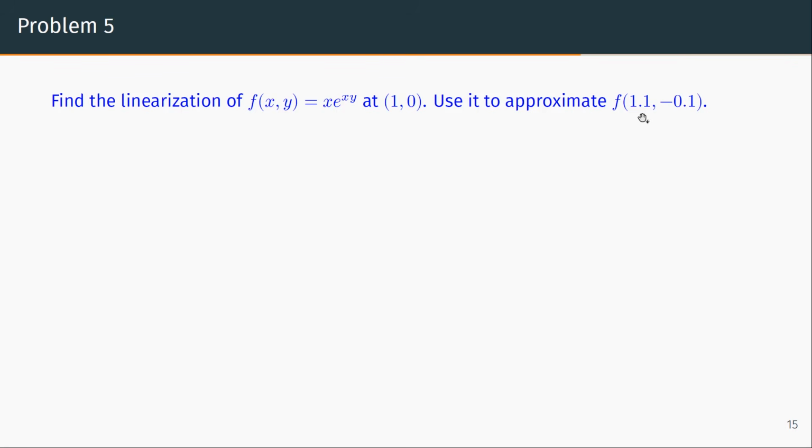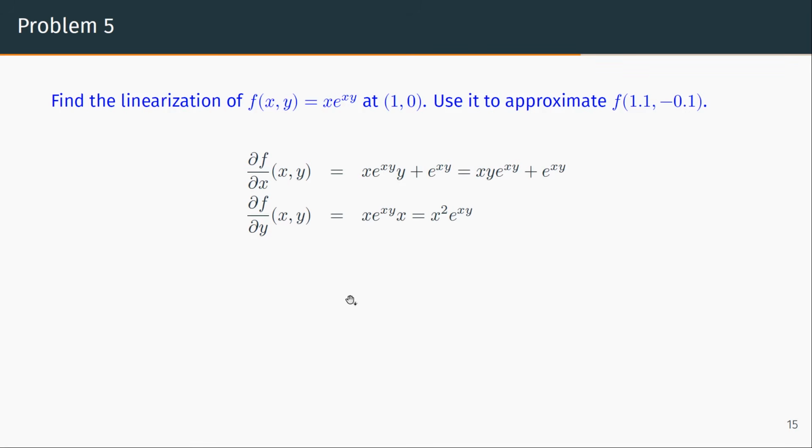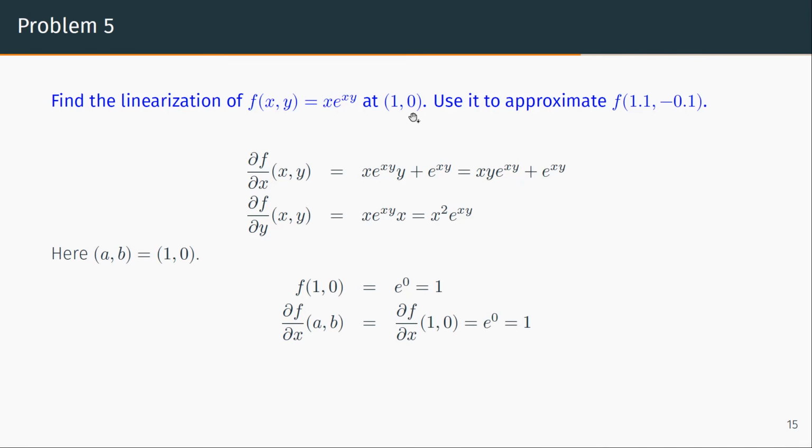So what are the terms that we need? We first need to compute the partial derivatives of the function with respect to x and y. So dou f by dou x is what we need, and dou f by dou y. And then here the point a comma b is equal to 1 comma 0. So we replace these values in the partial derivatives. So these are the two terms that we get.